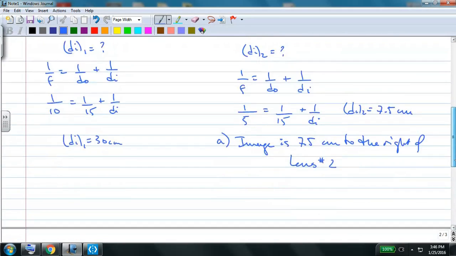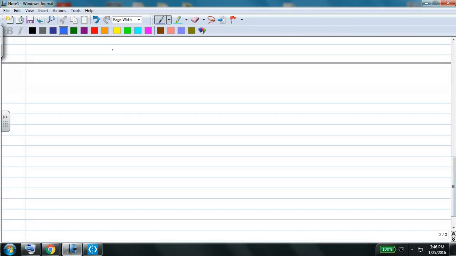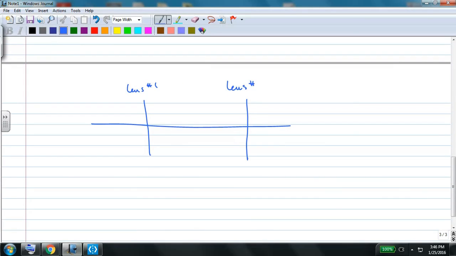What if the first image is not real? What if it does not end up in here between these two lenses? Well, that must mean it's virtual, right? So it could be, if this was a converging lens, it could be that DO is less than F, and that would make for a virtual image. Or it could mean that this is a diverging lens.